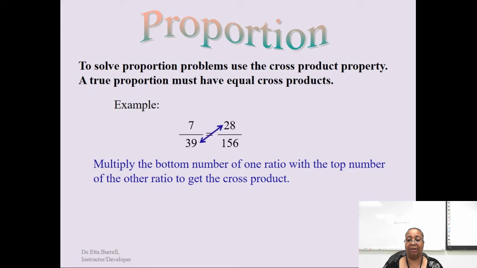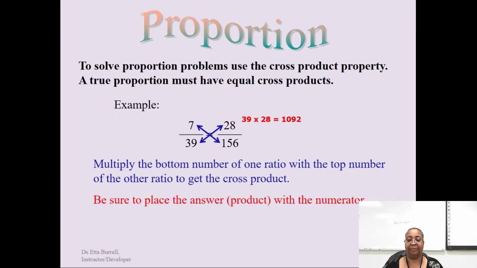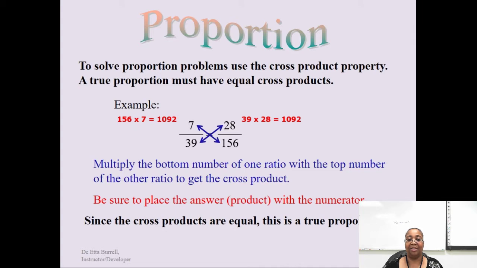And you want to put that product with the top number. You want to do that with the other side. And be sure to put that answer with the top number. So since I get 1092 with this cross product, the 7 and the 156, and then I get 1092 with the cross product of 39 and 28, this is a true proportion. So you can always check your proportions that way.